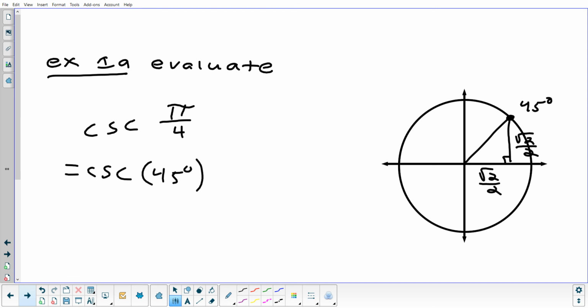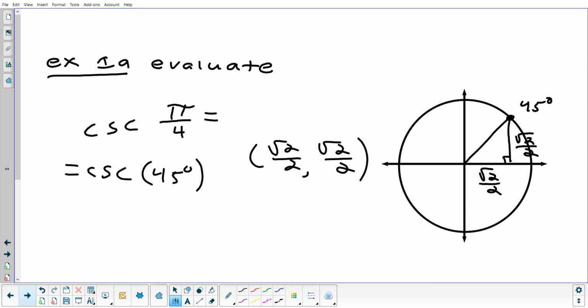So what would be my coordinate for 45 degrees? Square root of 2 over 2, and then square root of 2 over 2. Okay. So now we've got the coordinate. We just have to figure out the cosecant.